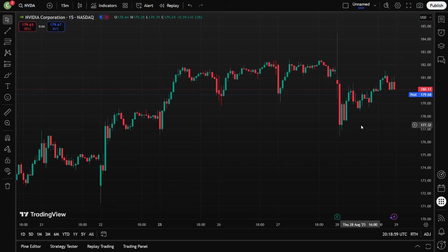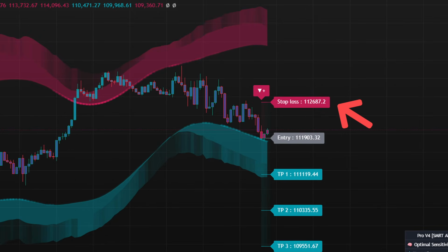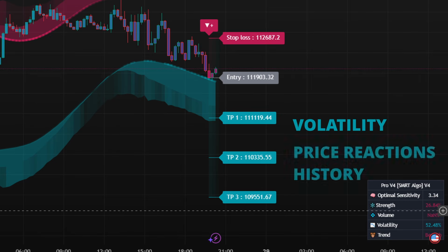If you're not a binary trader and spot trade on regular markets, the Pro V4 indicator will also provide you with other important details, like stop-loss levels to minimize the risk. The indicator also recommends 3 take-profit levels, calculated based on things like volatility and price reaction history.